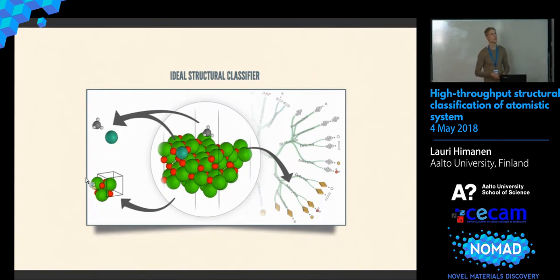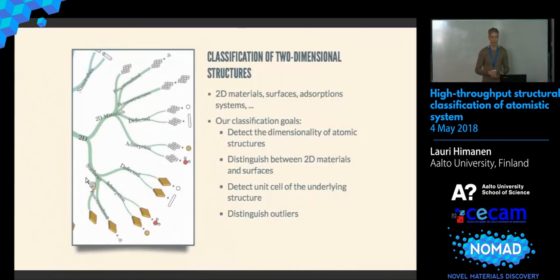And now with these concepts in mind, if we come to the classification problem, so given an arbitrary atomistic geometry, how do we go on classifying it? So an ideal classifier would first of all detect these different logical components from the structure, and then it would also be able to, based on these components, map it into this structural genealogy, which is now understandable by humans and usable in these databases. So this is for the general introduction.